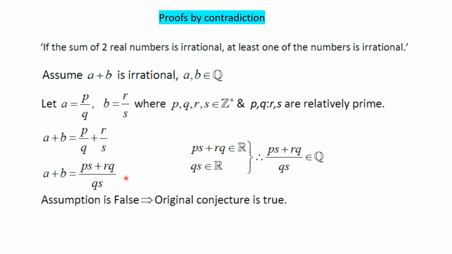As you can see from here, when you add A to B, you end up with a fraction, which is rational. So this contradicts the original statement, which says the sum is irrational. So this one is proved by contradiction.